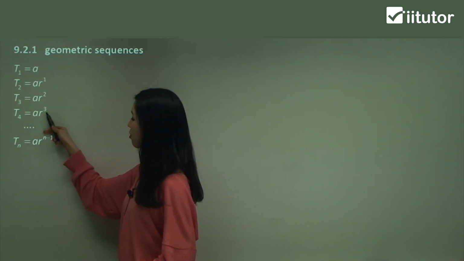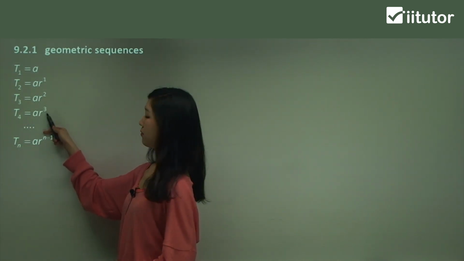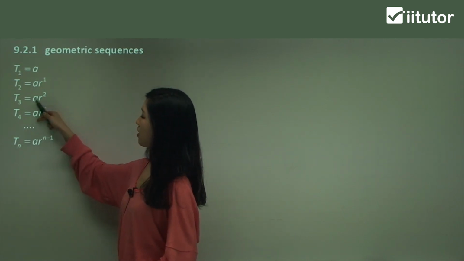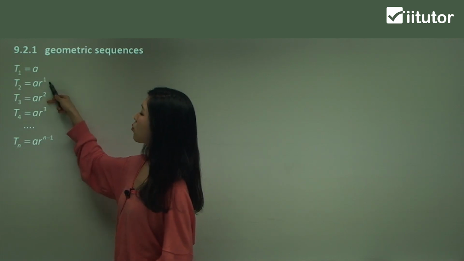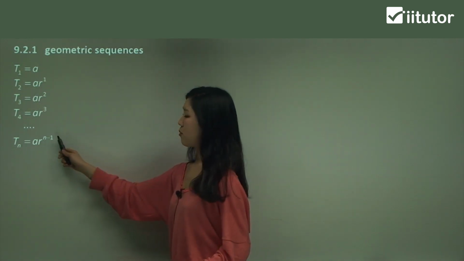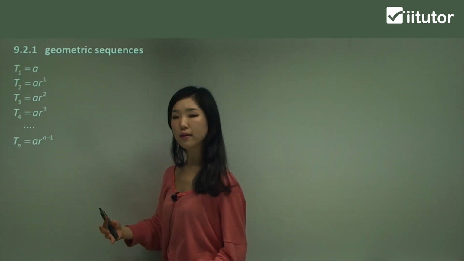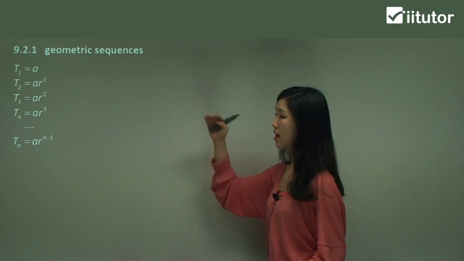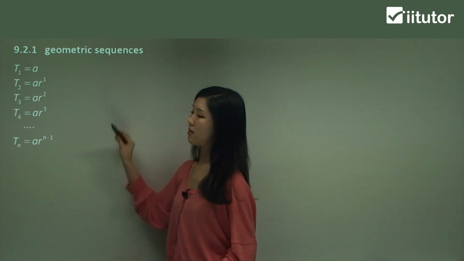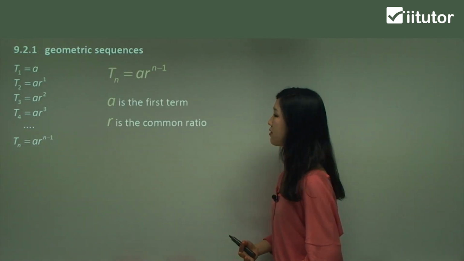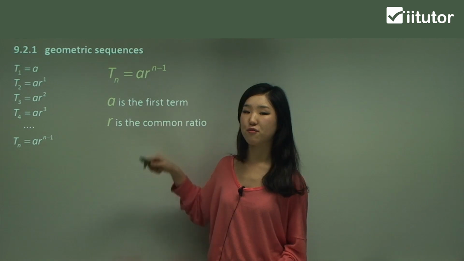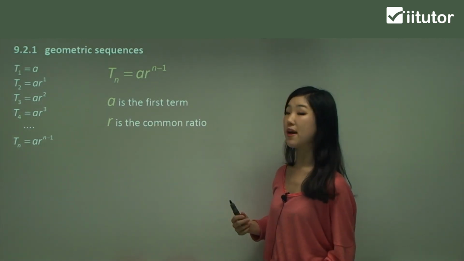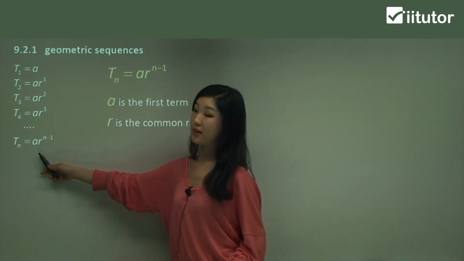See here, 3, which is the power of R, is 1 less than 4, isn't it? And see here, 2 is 1 less than 3, and of course 1 is 1 less than 2. So that's why the power here is n minus 1. So that's our geometric sequence. That's the kind of thing that will happen: first term, second term, third term, etc. This is our formula derived from that kind of pattern: Tn equals A times R to the power of n minus 1, which is basically this one here.